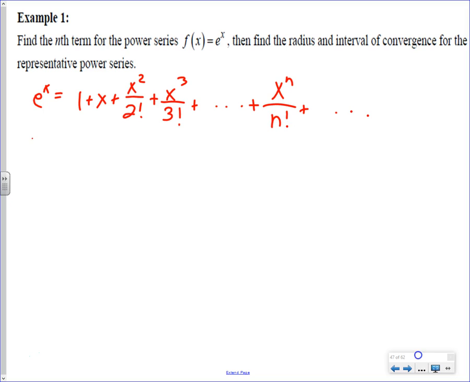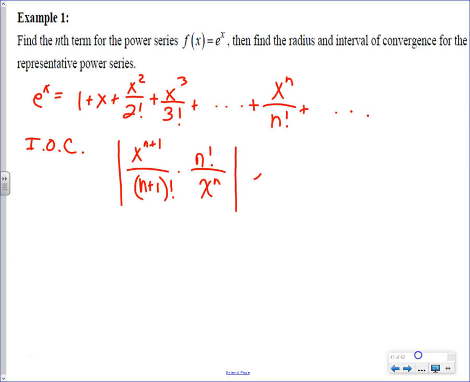So if I'm trying to find the interval of convergence, think ratio test, except with absolute value. The absolute value of... you guys get ahead of me.